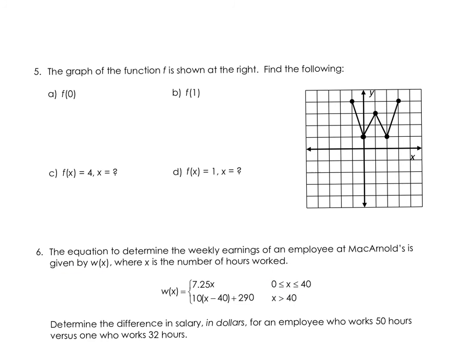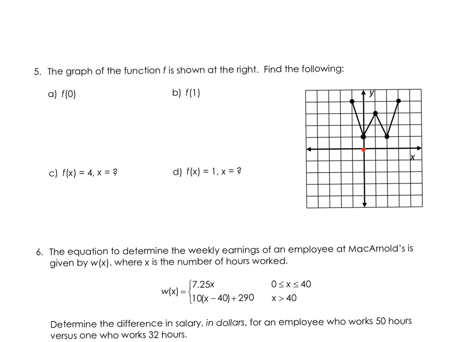So now before I leave you, we're going to go to this back page for a little bit because I want to talk about the graph. So this graph of the function f is shown at the right. Find the following. F of 0. Well, remember that the 0 is in place of x. So they're telling me my x value is 0. So if I go to an x value of 0, that means I'm not moving left or right. That's at 0 right there.